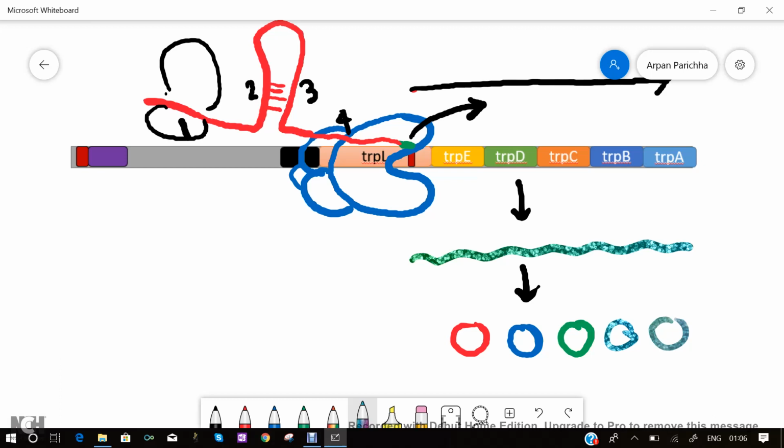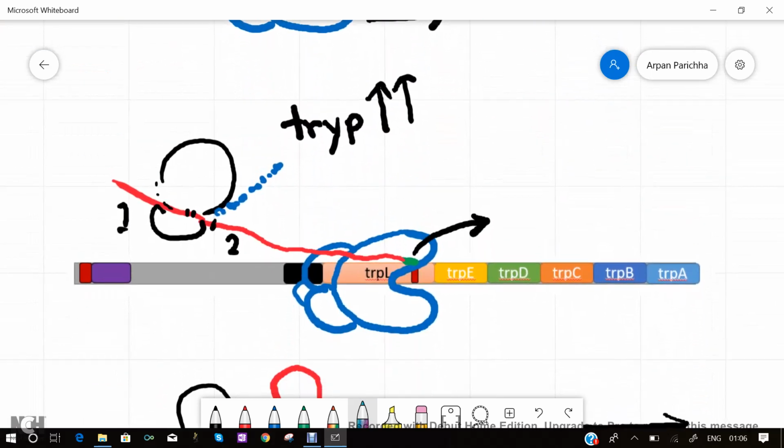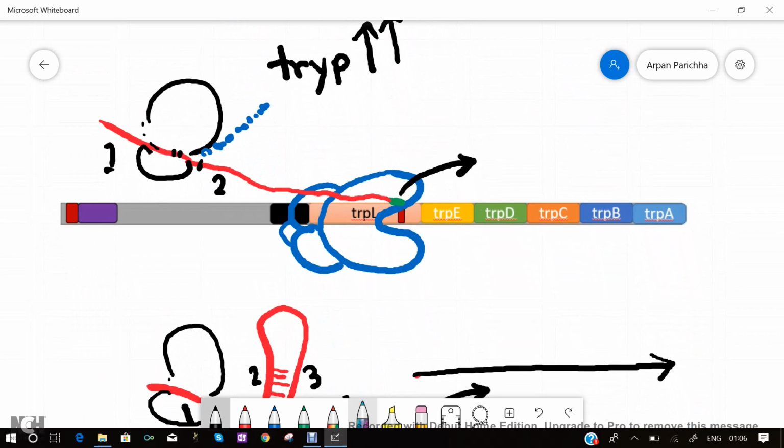Not only that, we also see that the attenuation of the transcription does not happen when the tryptophan is low, whereas the transcriptional attenuation happens whenever the tryptophan level is high. In the case of transcription attenuation, the downstream genes are not transcribed, because after a point of time the RNA polymerase slips off from the DNA and it cannot transcribe the downstream genes.